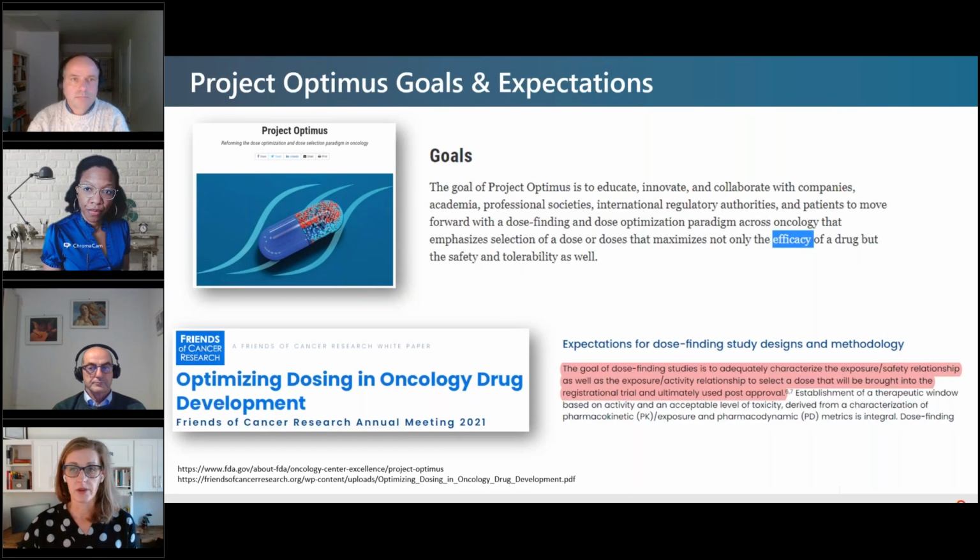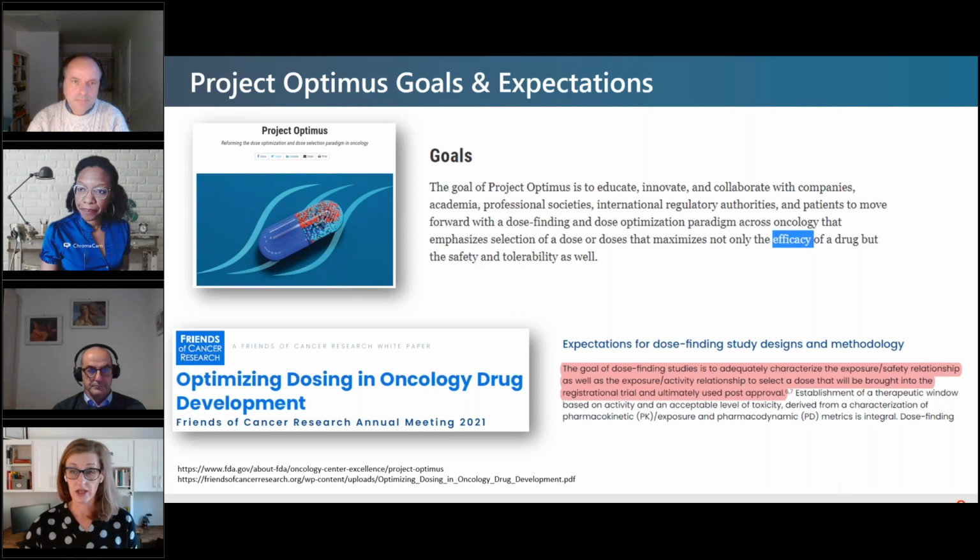Before I move on, I wanted to touch a bit on the goal for Project Optimus. In short, the goal is to enhance the dose finding and dose optimization approach across oncology to evaluate a selection of doses that maximizes efficacy in addition to safety and tolerability.